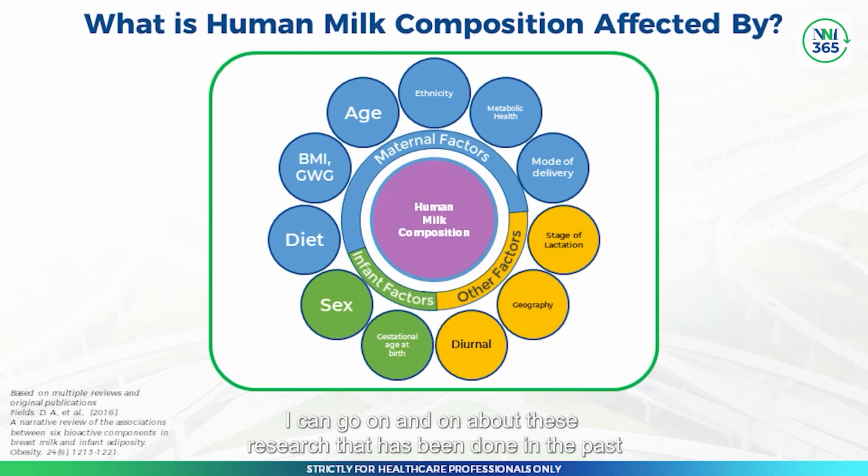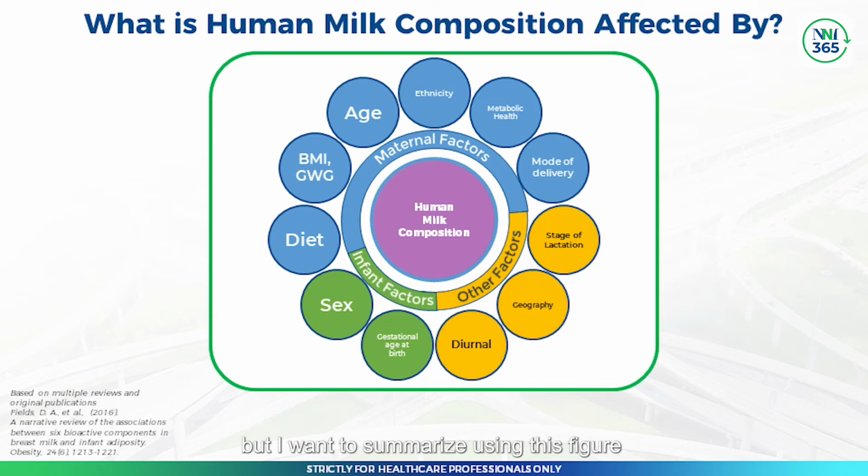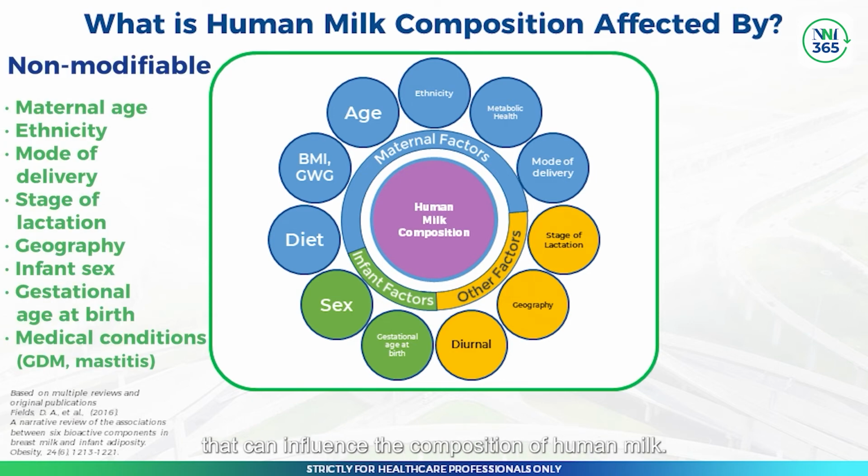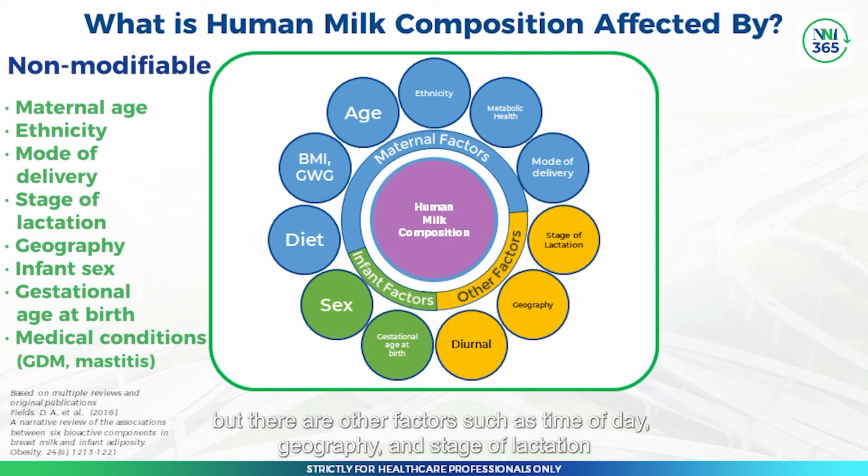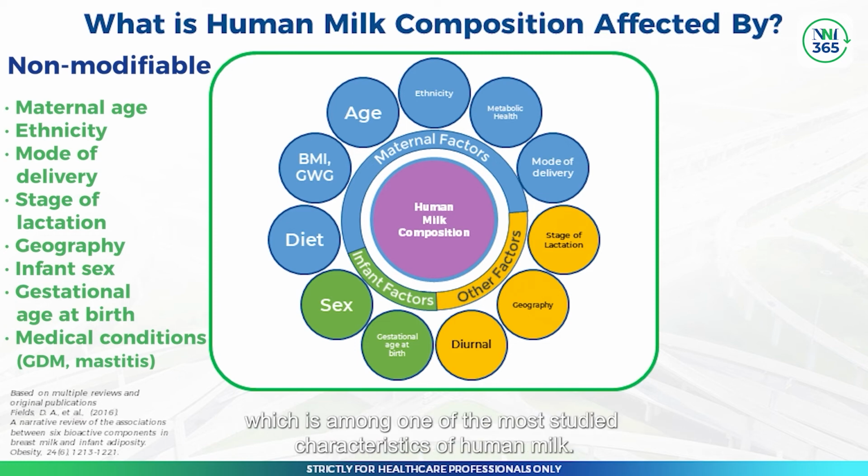I can go on and on about this research that has been done in the past, but I want to summarize using this figure that shows that there are maternal factors that can influence the composition of human milk. There are infant factors that can also influence, but there are other factors such as time of day, geography, and stage of lactation, which is one of the most studied characteristics of human milk.